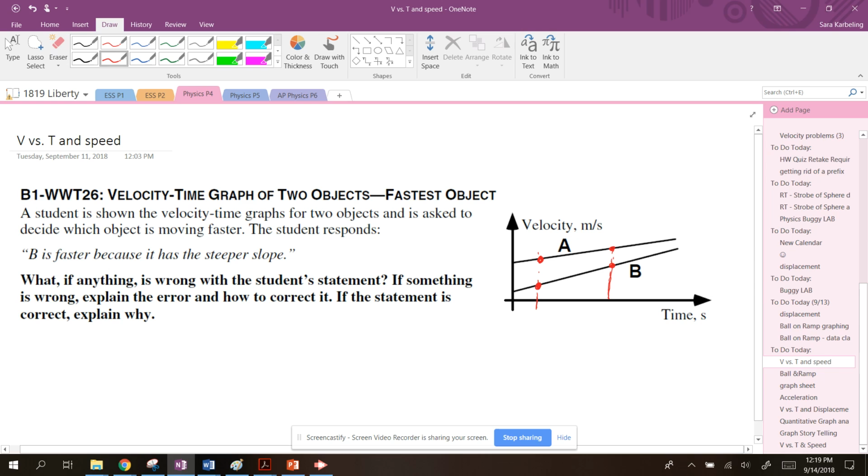This one is not a displacement graph, though. That's why I like this question. That's why I wanted to start with it, to make sure that we're paying really close attention.